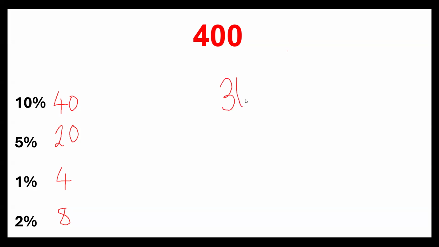We're going to find 36% of 400. Now, to find it, we're only going to use the information that we already have on the screen. So how am I going to do this? I need to find 36%. Let me start off by finding 30%. I'm going to find 30% first, okay? And I know how to find 30% because I know what 10% is.